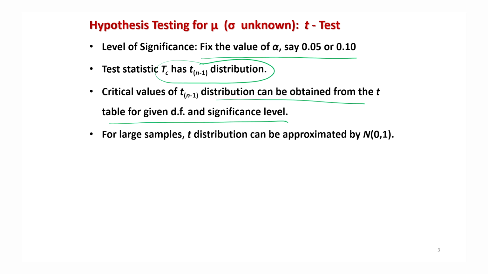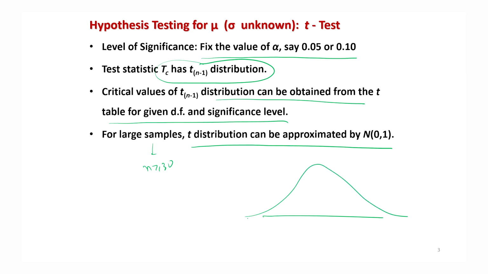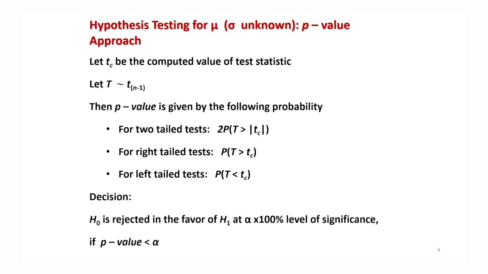And for large samples, that is n greater than or equal to 30, the T distribution can be approximated by normal 0, 1. As I said, both the probability curves of normal and T become almost the same when n is greater than or equal to 30. And if you are working on the software, then we need the p-value, which is computed by the software. This p-value is computed depending on whether my alternative hypothesis is one-sided or two-sided.